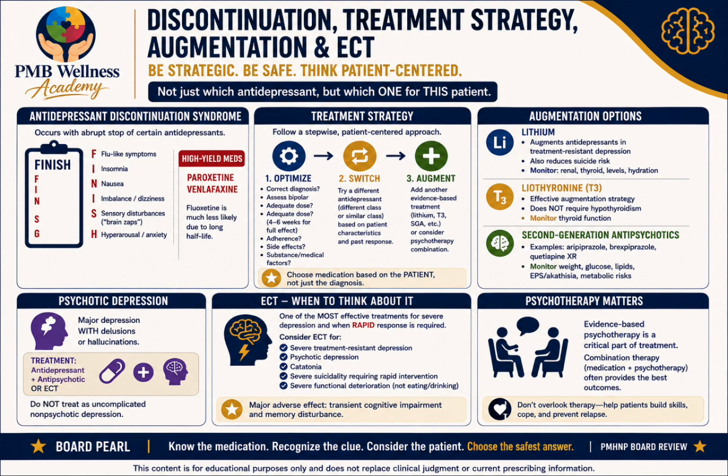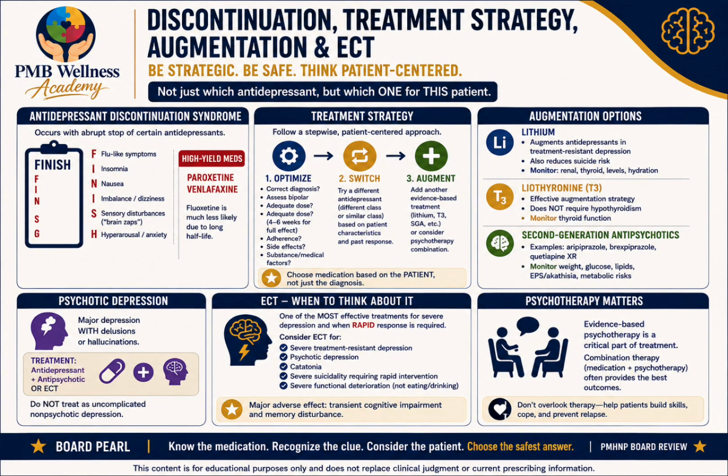Let's talk about psychotic depression. If major depression occurs with delusions or hallucinations, you want to think major depressive disorder with psychotic features. Treatment commonly involves an antidepressant plus an antipsychotic or ECT. Do not treat the psychosis as though it were uncomplicated non-psychotic depression.